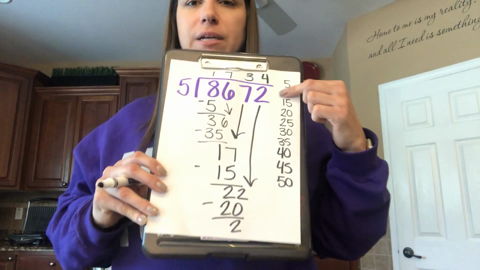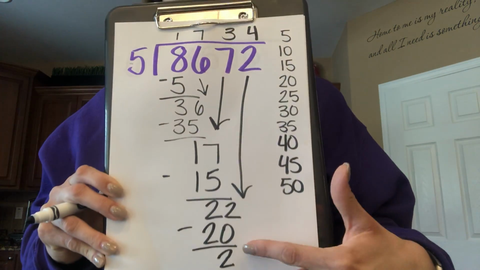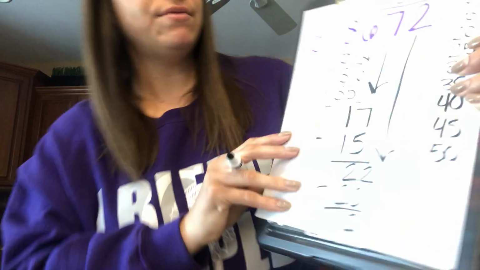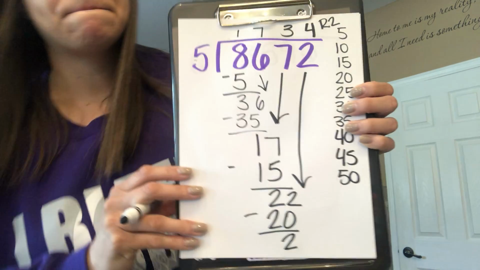So there's nothing else to bring down now, and 2 is smaller than 5, so the 2 becomes my remainder. So I'm going to get 1,734 remainder 2 as my answer. That's a big one.